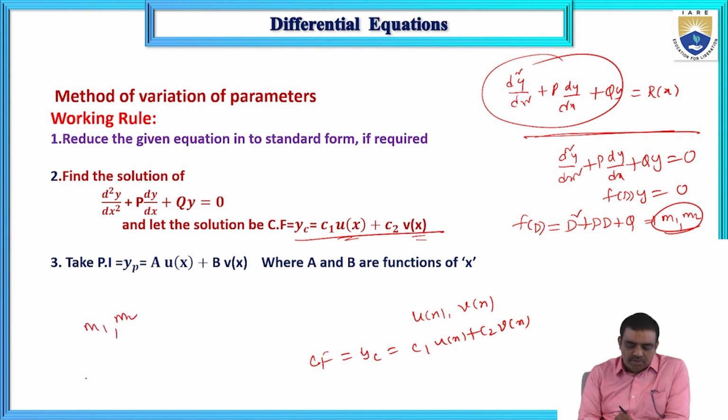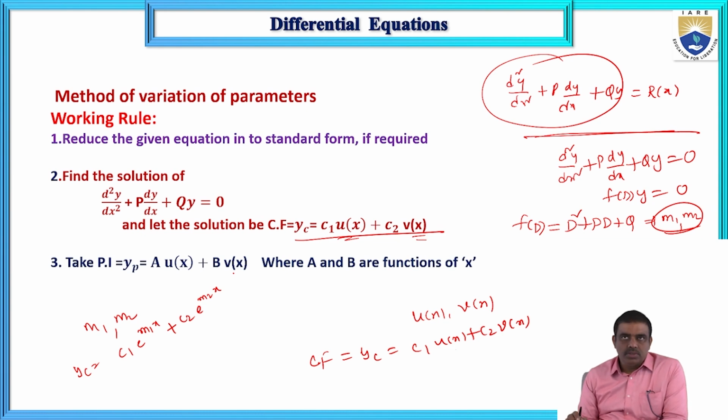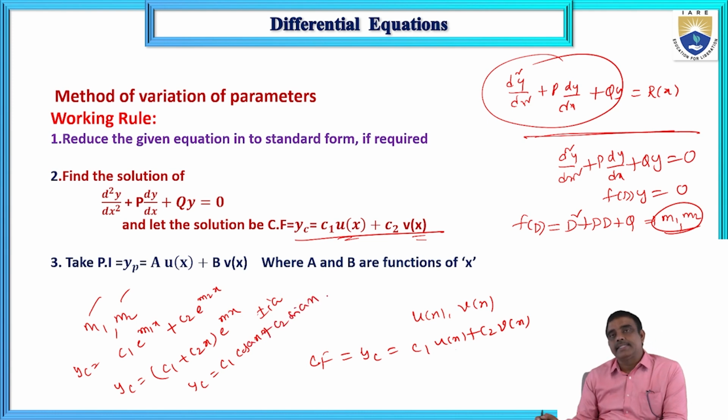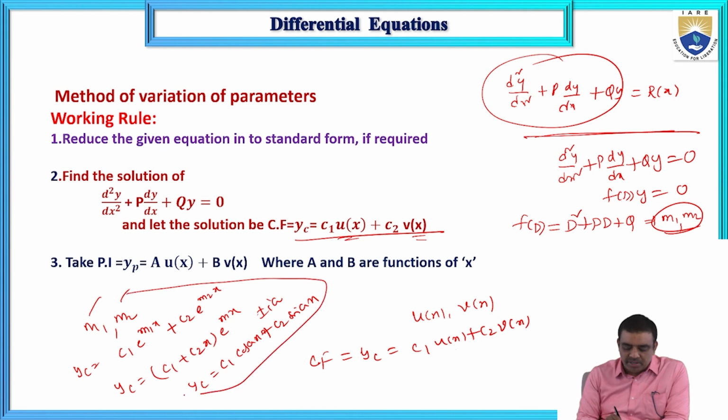Suppose m1, m2 are the roots of the equation and the roots are distinct, then yc is equal to c1 e power m1x plus c2 e power m2x. Already we have seen these models, how to write the solution based on the roots of the equation. Suppose the roots are equal, m1, m2 are equal, then we write c1 plus c2x into e power mx. When the roots are complex, that is plus or minus ia, then the solution is c1 cos ax plus c2 sin ax. In this way, we write the complementary function for the given problem, in the form c1 u of x plus c2 v of x. In the distinct case, u of x is e power m1x and v of x is e power m2x.